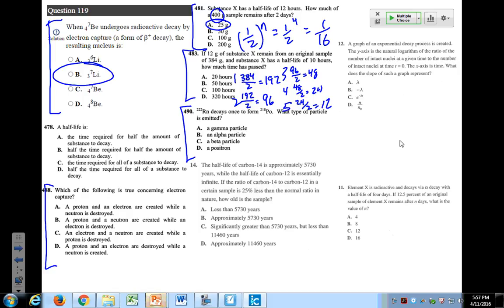Let's just do one more. Let's do number 12 over here. This one's a little trickier, and then we'll finish with that.